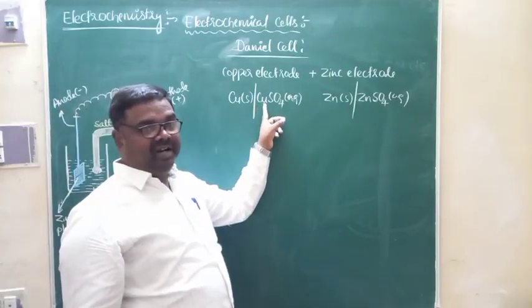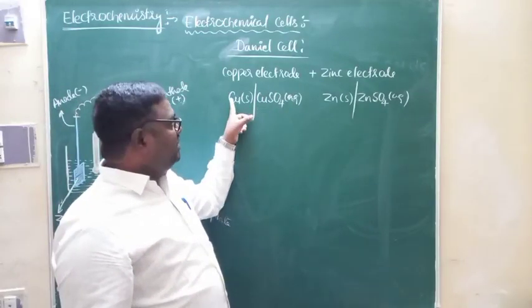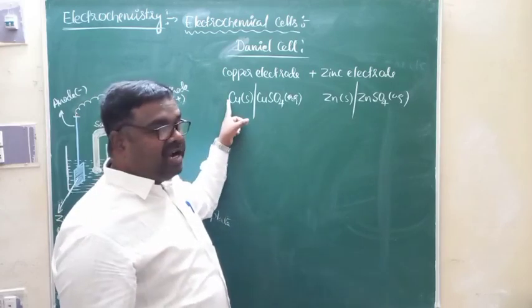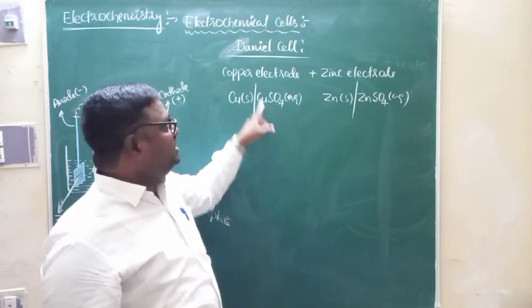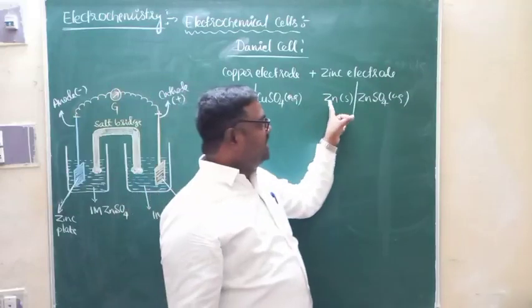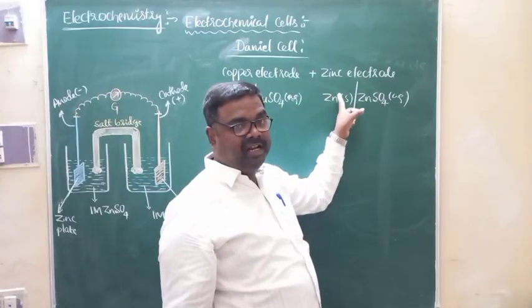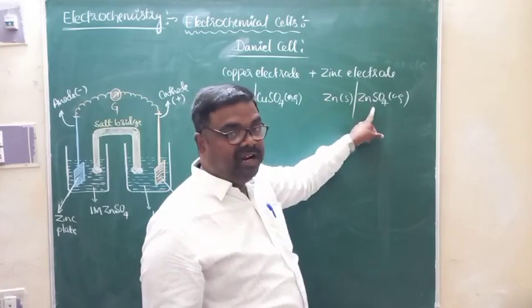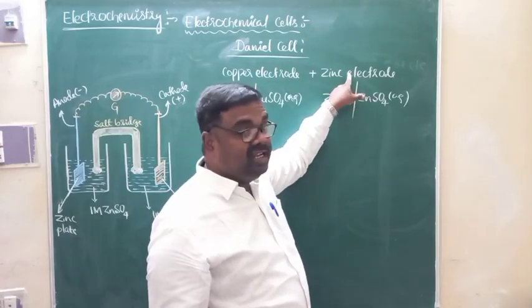Look at this. Copper sulfate contains copper ions. When copper is placed in copper sulfate solution, there is a contact between copper atoms and copper ions, and that results in the copper electrode. When zinc metal is placed in zinc sulfate solution, there is a contact between zinc atoms and Zn2+ ions. That results in the zinc electrode.